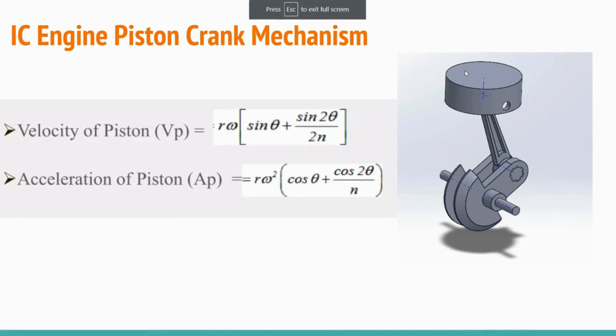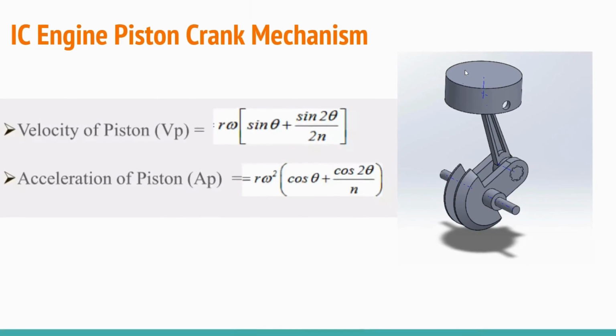So moving on to the next part of our vibration storm project, we try to model the kinematics and dynamics of an IC engine piston crank mechanism. As we know, an IC engine is a heat engine in which chemical energy of fuels is converted into mechanical energy in the form of rotation and torque, which is then transmitted to the wheels.